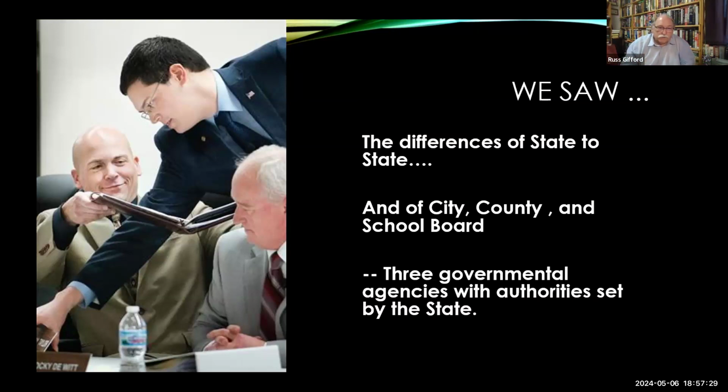Now, we know that in our case, though, at the local level, you're dealing with generally a city or village board, a county board, and a school board. Those are the three governmental agencies that come down to you. There is a state over all of that, and they list out what you can do. And one of the big things is, as we'll see, what those local groups cannot do.